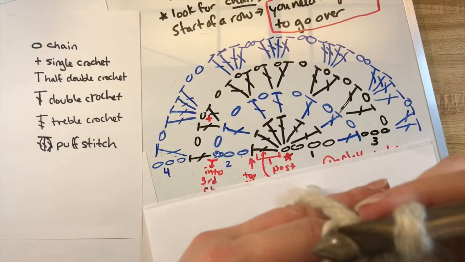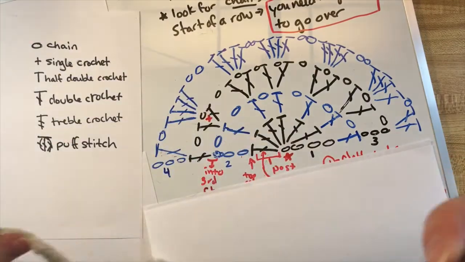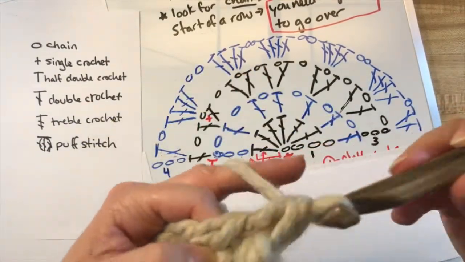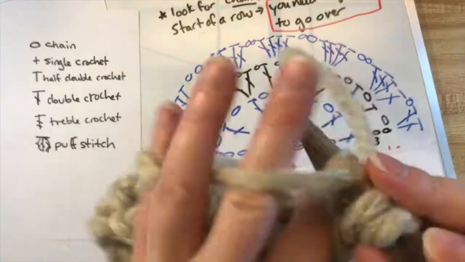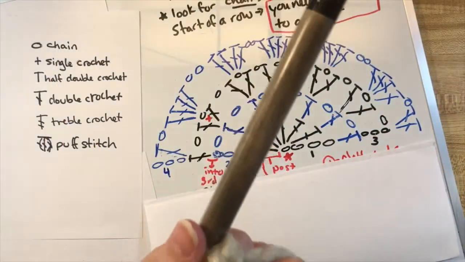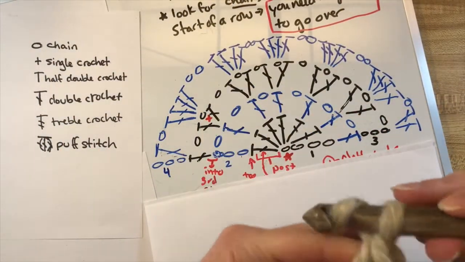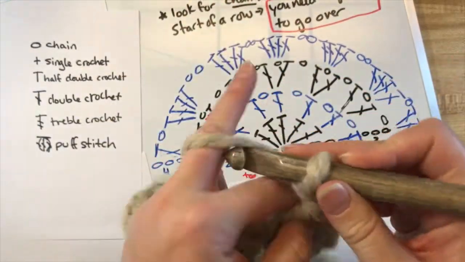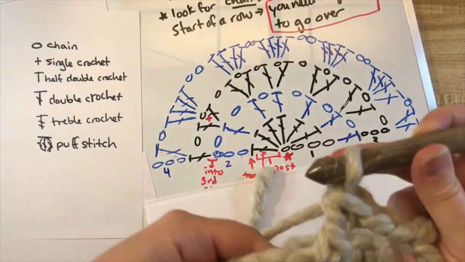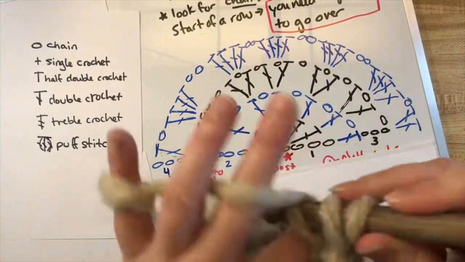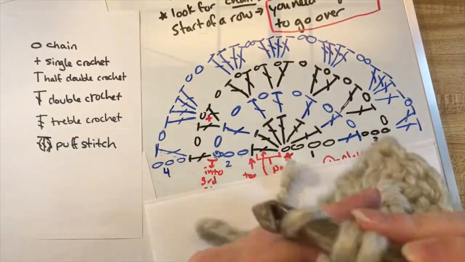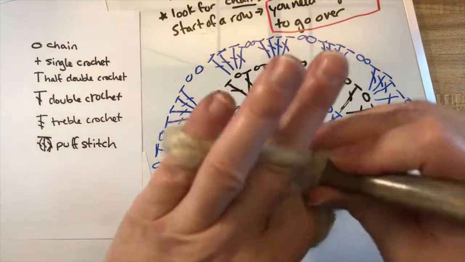Woo! I'm catching my yarn a little bit. Let me try that third one again. 3, 4. Running out of yarn slack. Chain 2. 1. Here's that hole. 2, 3, 4.